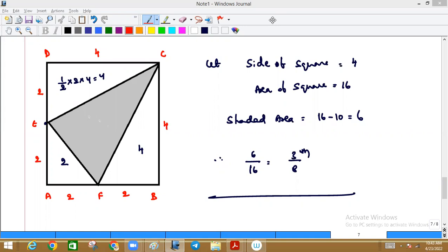Half into 2 into 4 is 4. Half into 2 into 2 is 2. So out of 16, the three triangle regions are what? The three triangular regions are simply 4, 4, 2. So out of 16, you take out 10, the shaded region is 6. So I'm asking you, this shaded region is what part of the square? It is 6 out of 16, which means 3 by 8.